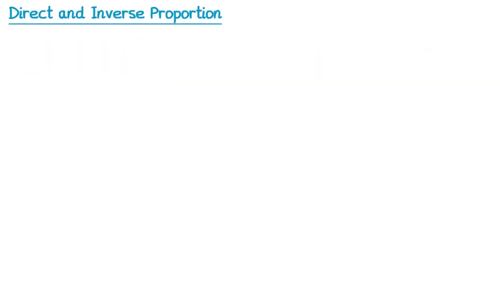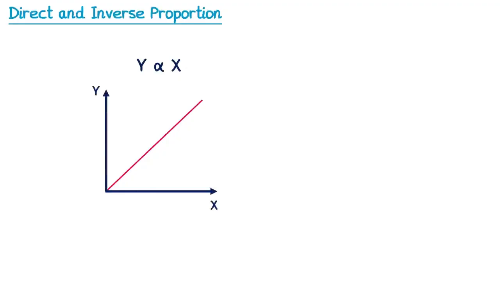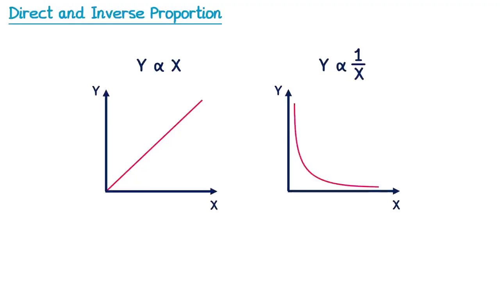Earlier in this video, we looked at the graph when two things were directly proportional to each other. For example, if y was proportional to x. If we draw the graph of y against x, it will produce a straight line. We also looked at what the graph would look like for inverse proportion, so if y was proportional to 1 over x. The graph of this one was a curve that looked like a reciprocal graph.